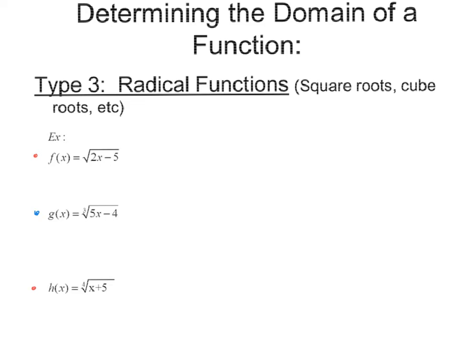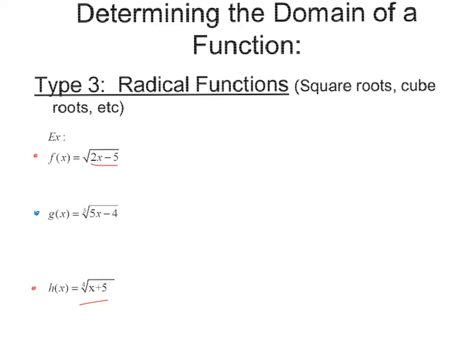When it comes to radicals, square roots and fourth roots, we cannot take a number times itself twice, two factors of a number, and get a negative. Similarly, we can't take something times itself four times, four factors of it, and get a negative. So therefore, the part inside, whatever you're taking the square root of or the fourth root of, can't be negative.